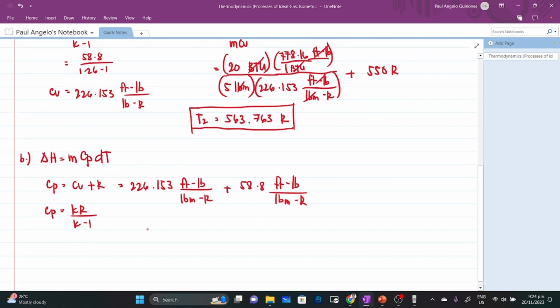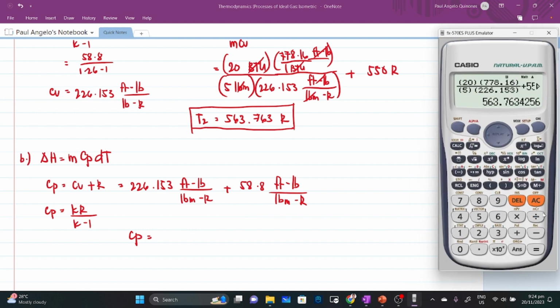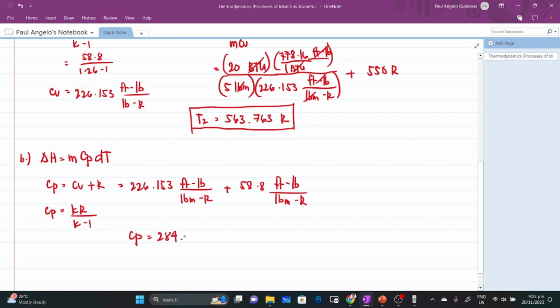We have CP is equal to 226.153 plus 58.8, so that is 284.953 foot-pounds per pound mass Rankine.